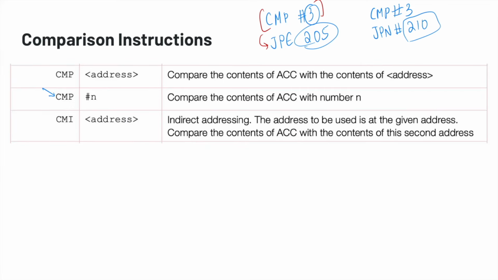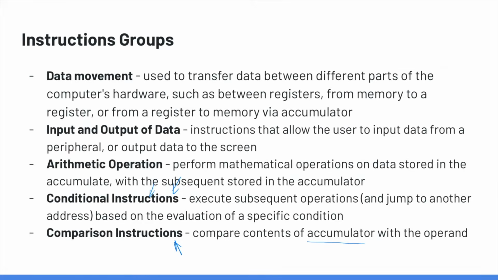Now JPE and JPN are both conditional instructions, and CMP is a comparison instruction. Basically what I wanted to communicate is the fact that comparison instructions and conditional instructions go hand in hand. And when we have a comparison, we have two possible lines of code that can go after that. They can either include a JPE or a JPN instruction, based on whether we want to take an action when the comparison is true or false. Anyways, that is pretty much it for instruction groups.